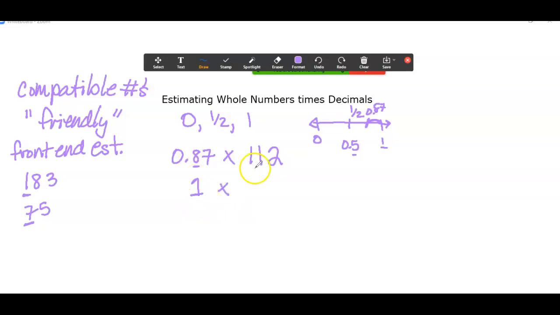Now, if I'm looking over here at 112, I could round it to the tens place and get 110. I could round it to the hundreds place and get 100. However, 1 is a super friendly number. I should be able to multiply any number times 1 because of the identity property of multiplication, which says any number times 1 is that number. So in which case, I'm going to keep the 112 because I know I can do 1 times 112, and so my estimate would be 112.